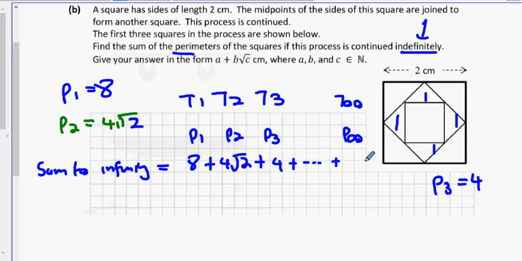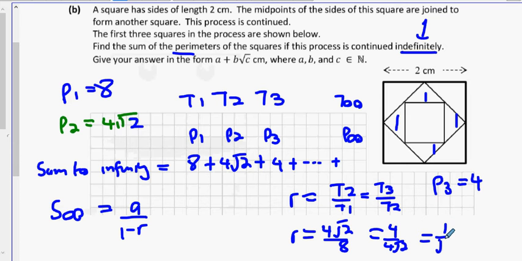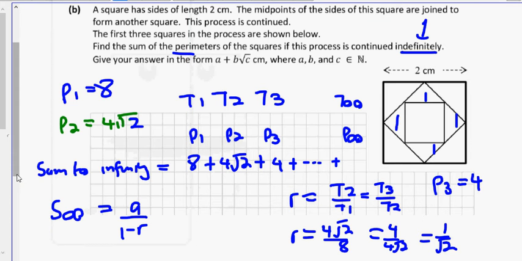Okay. So what we're going to say is that S infinity equals A bracket 1 minus R, where R equals T2 over T1, R equals 4 root 2 over 8, which equals T3 over T2, which is the same thing as 4 over 4 root 2, and the answer is going to be 1 over root 2, which is 0.707, same thing as root 2 over 2. So 4 root 2 divided by 8, same thing.